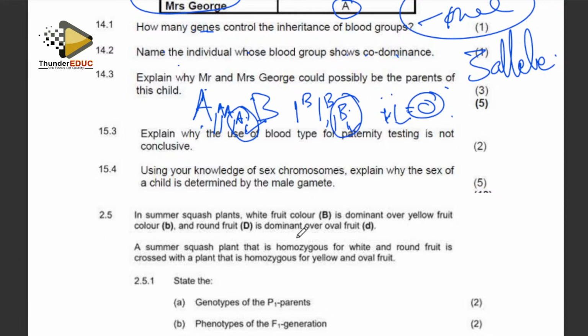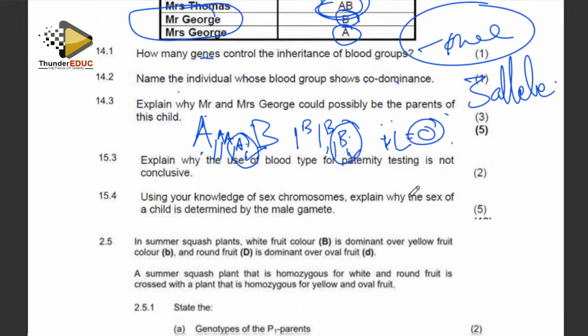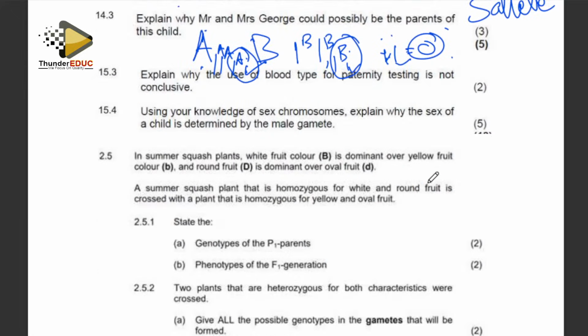All right. So I'm saying, explain why the blood group for the parent test is not conclusive: because many individuals share the same type of blood group. So who is the father then? We don't know, because many people share the same type of blood group. Cool. Use your knowledge of sex chromosomes. Explain why the sex of the child is determined by the male gamete.